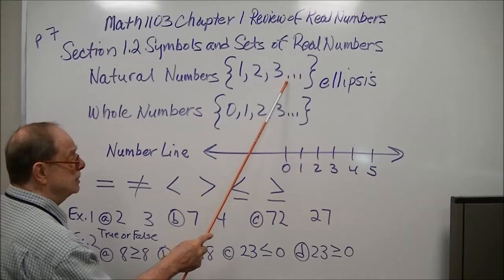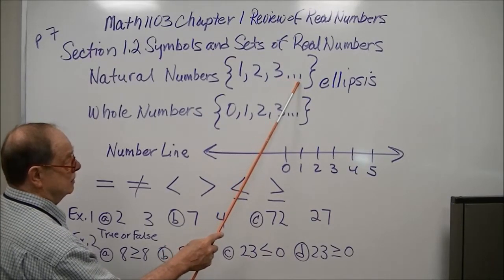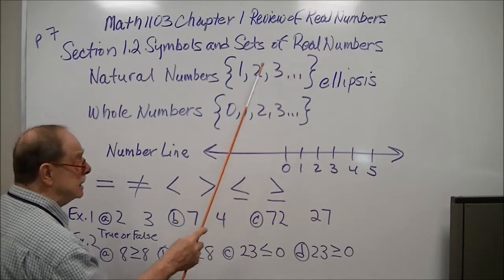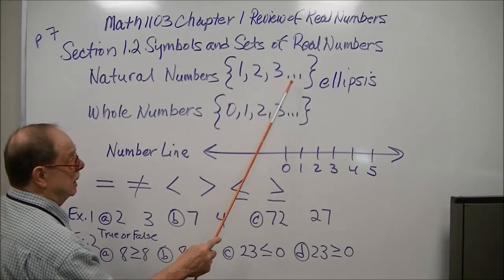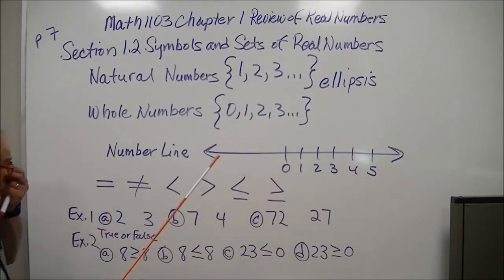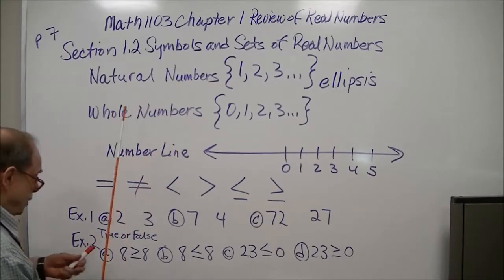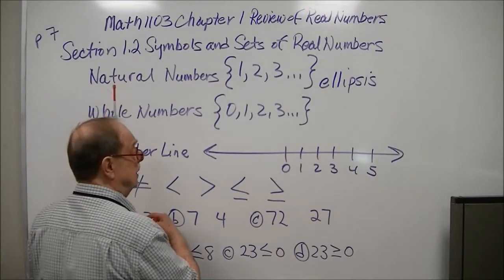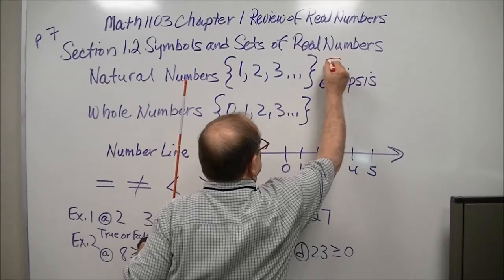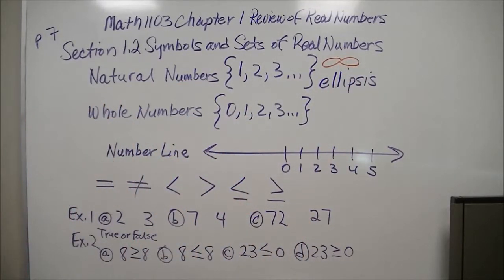And this pattern continues, and these 3 dots reflect that pattern continuing, and the 3 dots are called an ellipsis. And this would go on to infinity, which is this symbol here, kind of like a sideward 8.